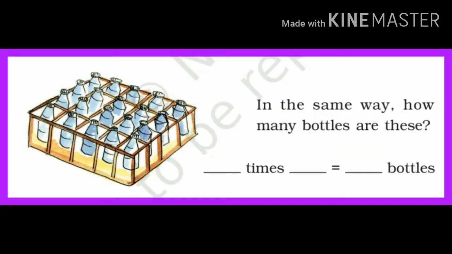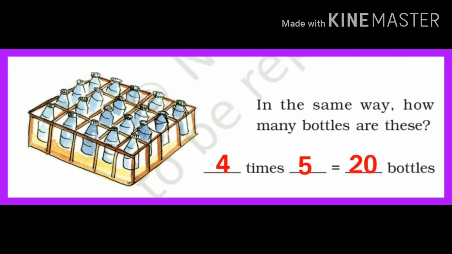Next, we are going to find out how many bottles are here in this picture. In the same way, how many bottles are these? Dash times. You can see here there are 4 lines of bottles, so we will write it as 4 times. Now in the next blank, as there are 5 bottles in each line, we will write 5. So if you write 4 times 5, answer will be 20.